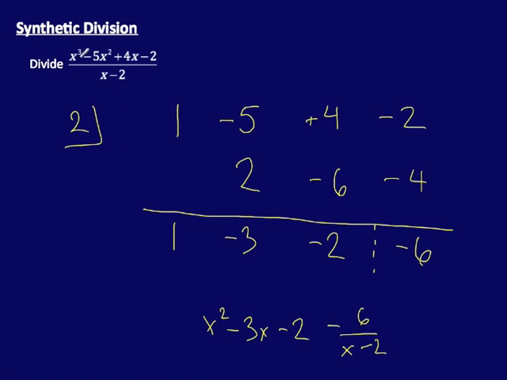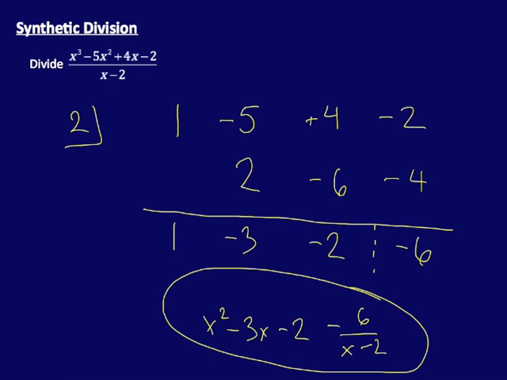So if I divide x cubed minus 5x squared plus 4x minus 2 by x minus 2, I should end up with, and I did in the last video, x squared minus 3x minus 2 minus 6 over x minus 2. And that becomes our solution. Synthetic division is quick and easy if we have a binomial. If we are dividing by a trinomial, we have to use the long division method.